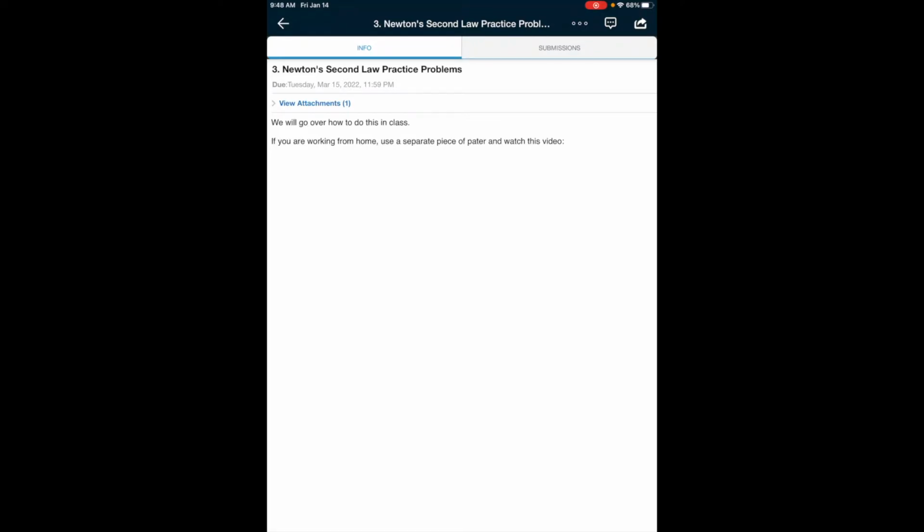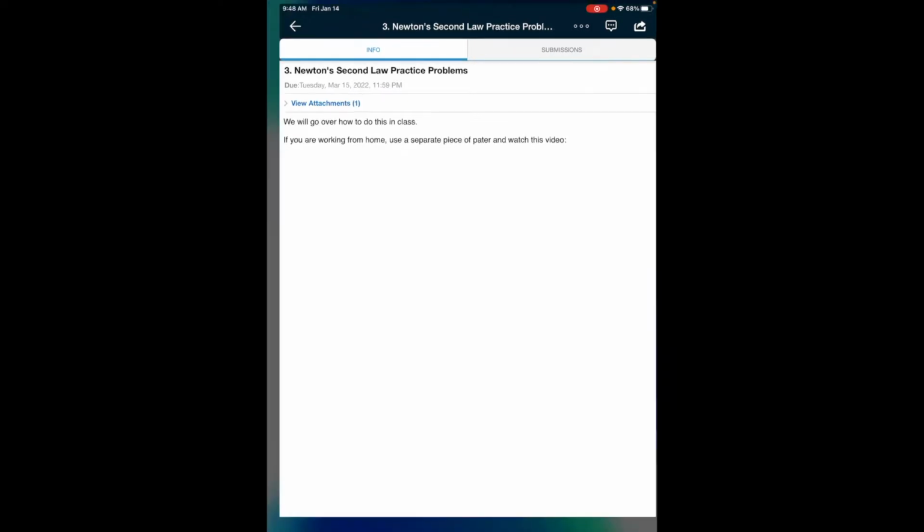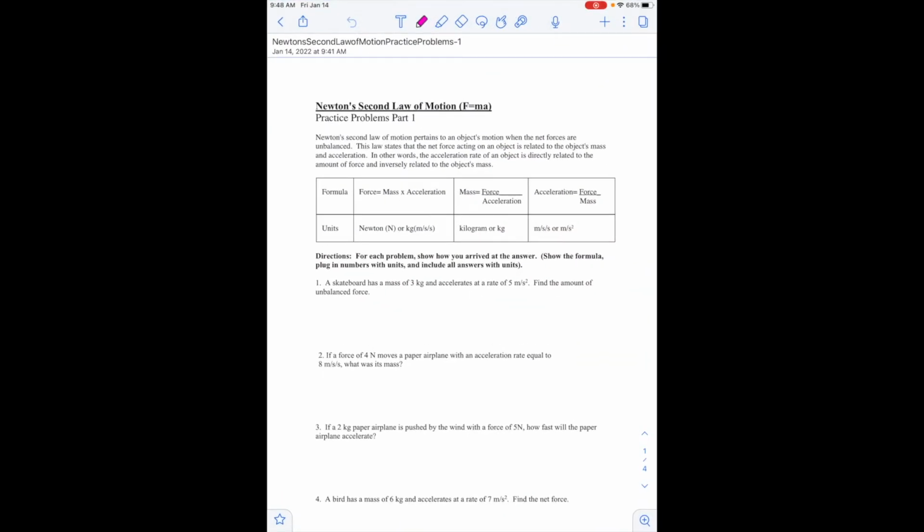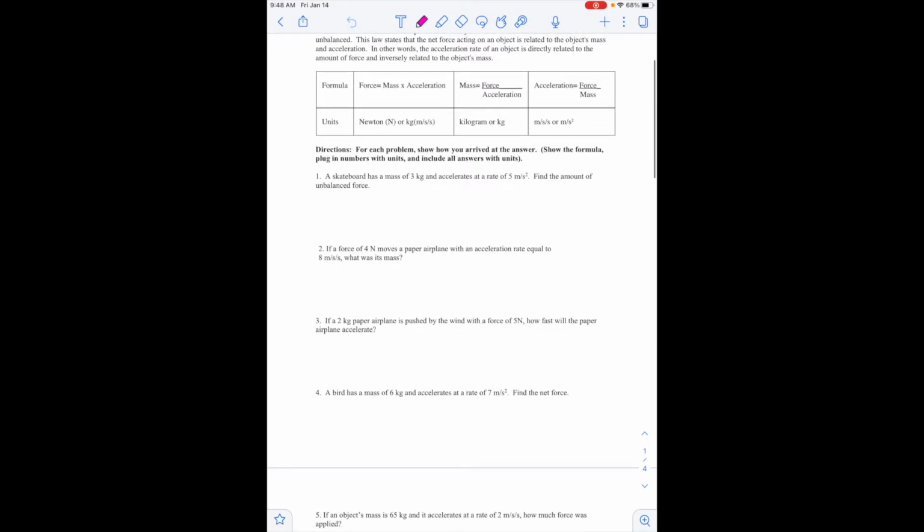So I've copied these to Notability so that you guys will be able to see what I see and see what's on the paper that's listed on Schoology. So again, you can just write them on a piece of scrap paper and that will be fine. Our directions for each problem show how you arrived at the answer. So we need to show our work.